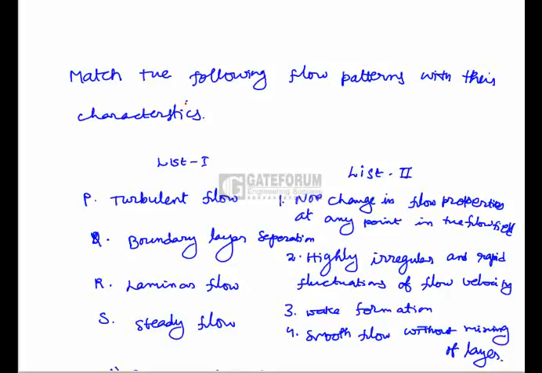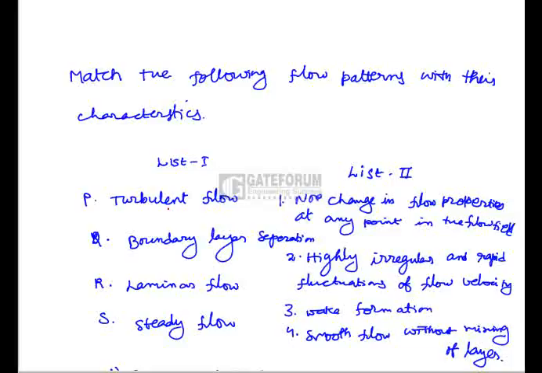Match the following flow patterns with their characteristics. Here list 1 gives the flow patterns and list 2 gives their characteristics. In list 1, turbulent flow, boundary layer separation, laminar flow and steady flow are given, and in list 2, first, no change in flow properties at any point in the flow field; second, highly irregular and rapid fluctuations of flow velocity; third, wave formation; and fourth, smooth flow without mixing of layers.